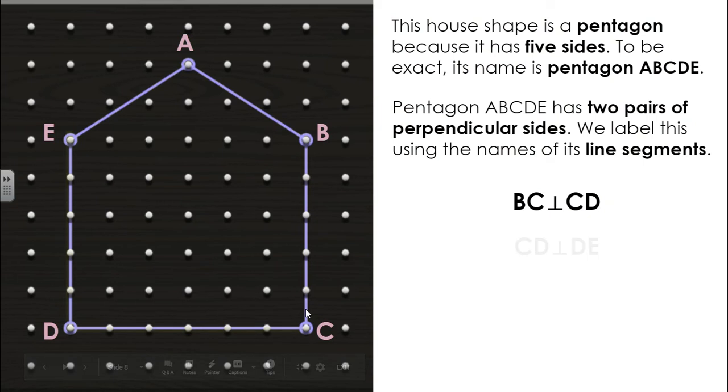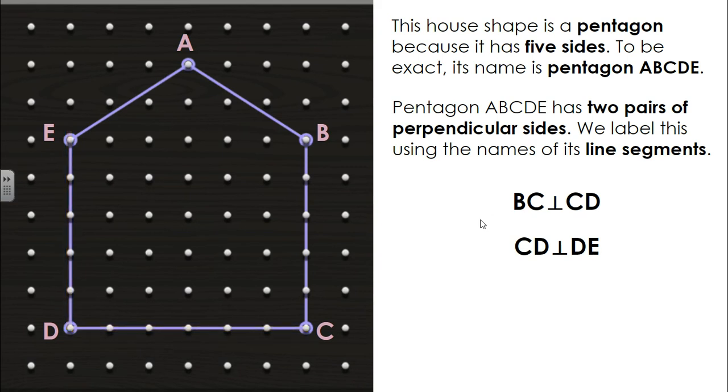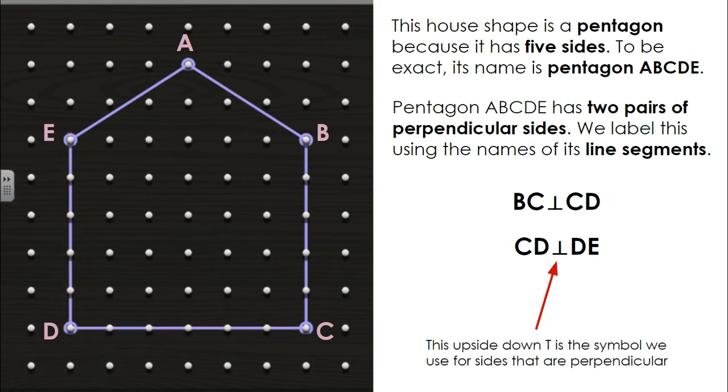Now, similar to that, CD is also perpendicular to DE. They also meet at that right angle. And you'll notice right here when we write our work down, and you'll need to know this when you record your work, that upside down T symbol, that's what we use to represent perpendicular shapes, right?